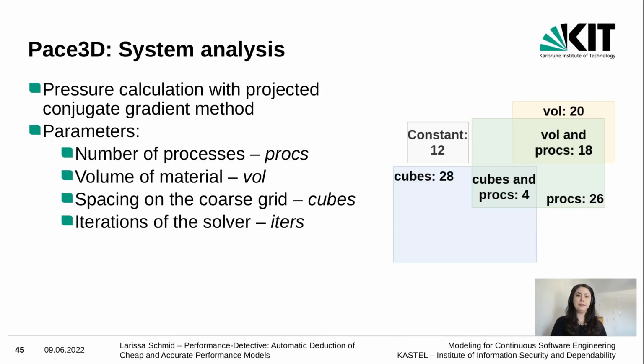So Pay3D in general simulates how a material reacts to certain outside influences. And in our case, we picked the pressure calculation with a projected conjugate gradient method, which has 4 parameters, which are the number of processes to use, the volume of the total material, then the spacing on the coarse grid, which is laid over the total material to first calculate some approximate solution there, and also the number of iterations of the solver. And the results of the system analysis are shown on the right, where we can see that while there are various interactions between parameters, between vol and cubes, there is none.